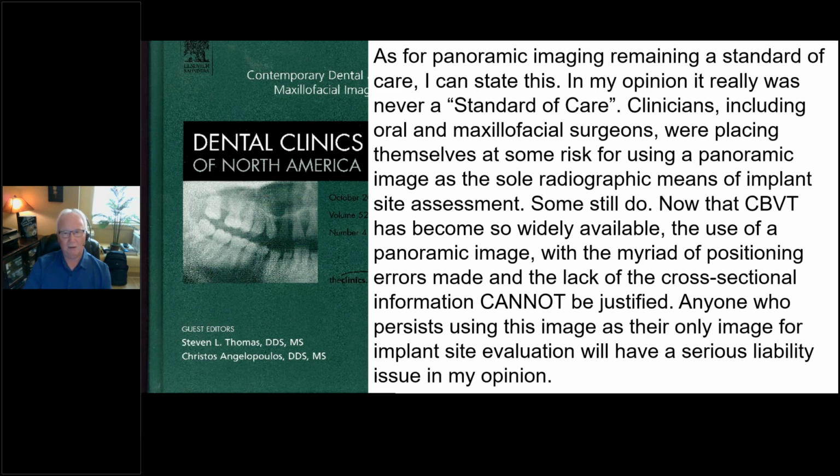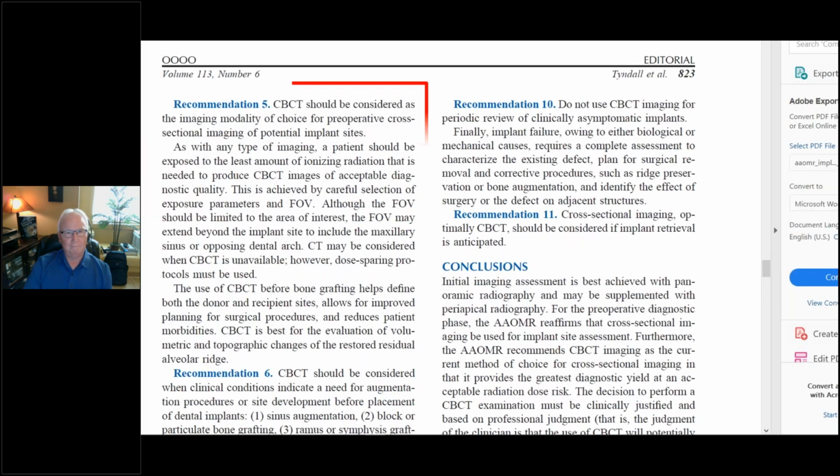So at the time I wrote this, we were actually doing tomography with a different type of machine, not even cone beam. But currently, 2012, our organization, the AAOMR, came out and they made a bunch of recommendations, some of which I would challenge, but this one I think was appropriate. Cone beam should be considered the imaging modality of choice for preoperative cross-sectional imaging of potential implant site. I don't think anyone can argue with that.